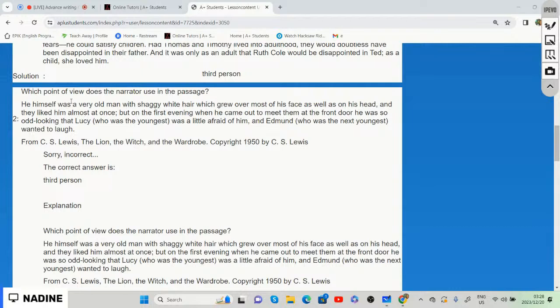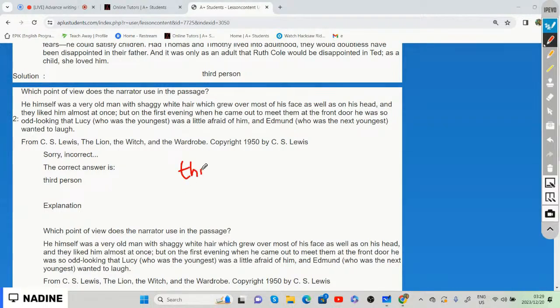And if we look at this passage, right, he himself, this sounds more as if it is written within the third person, especially where they are naming characters by name. For example, Lucy, Edmund, right? So we can then say this is third person.